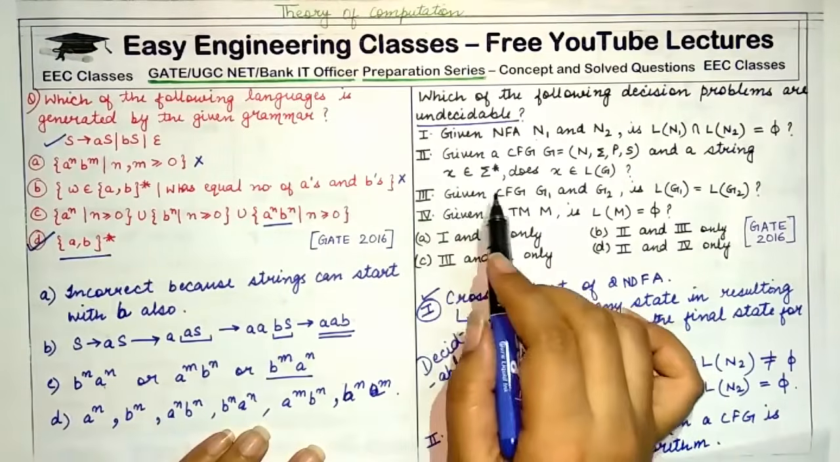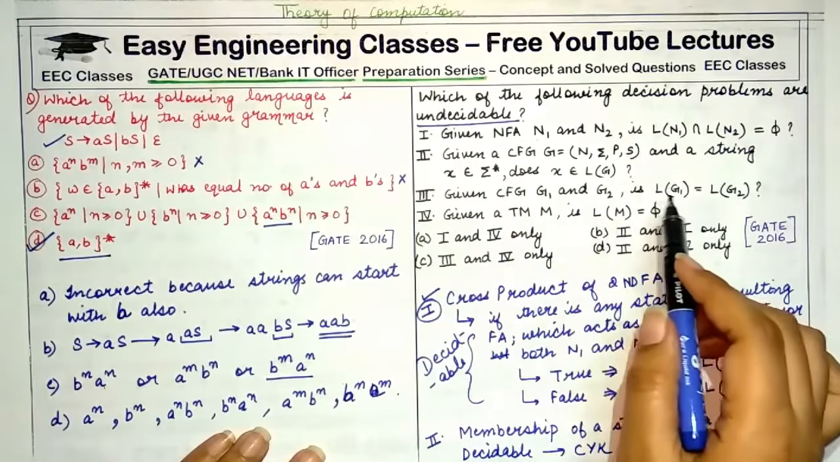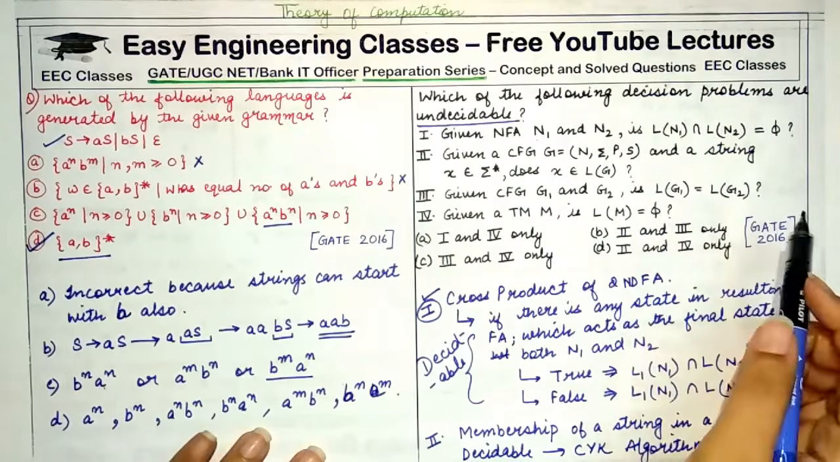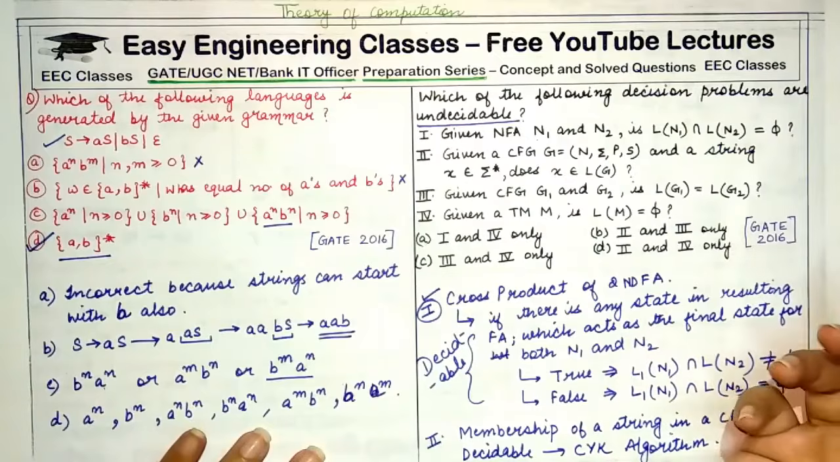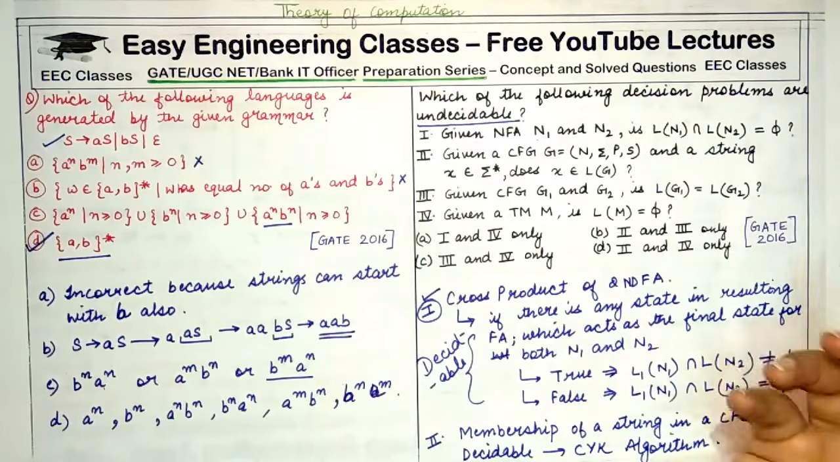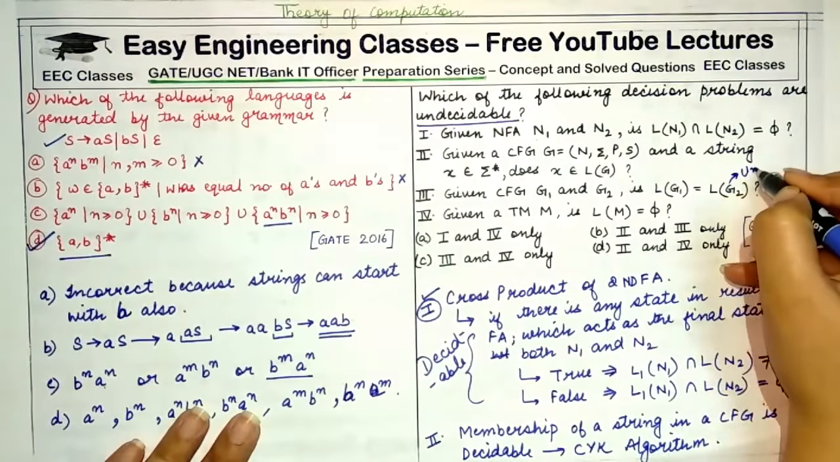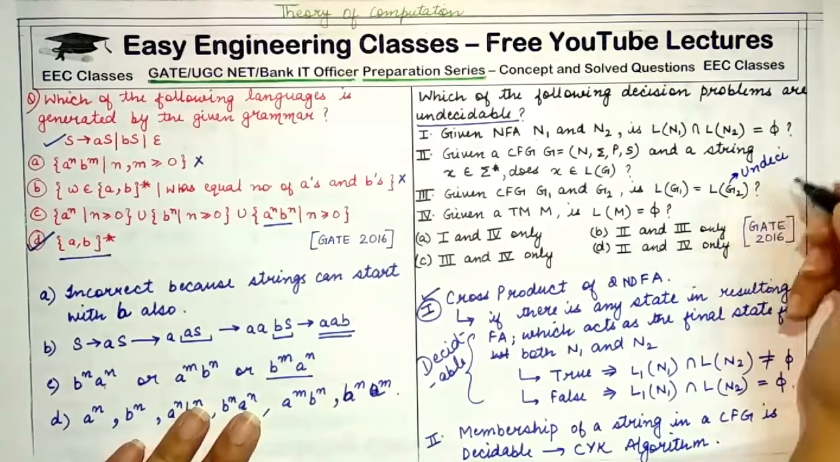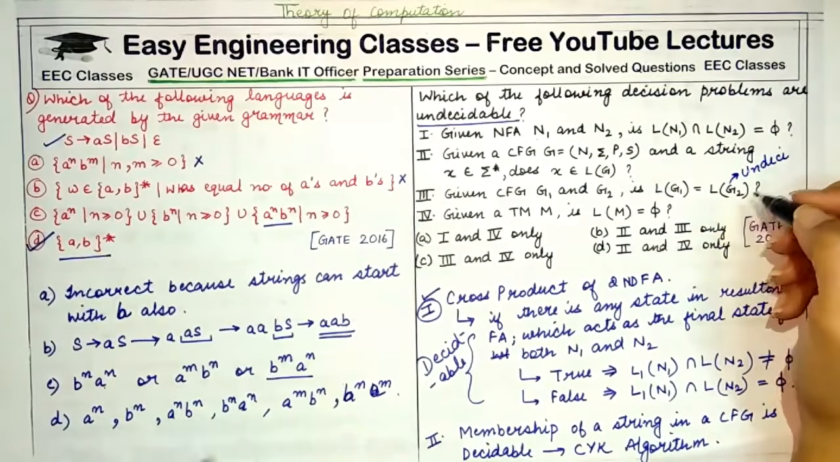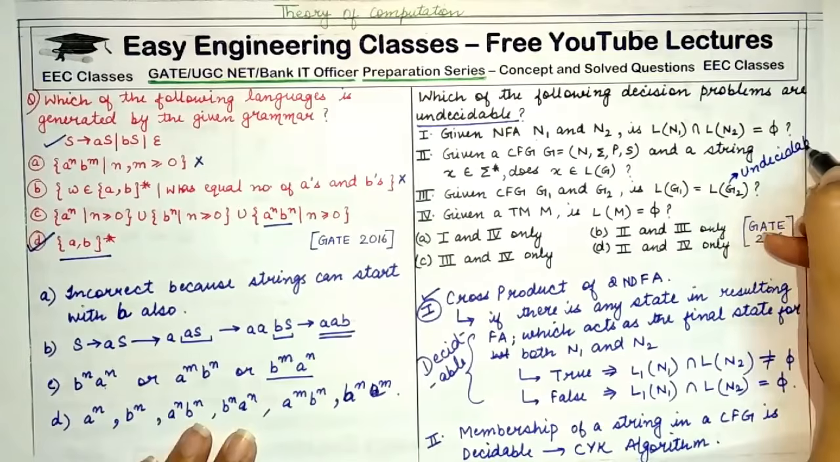Coming to the third statement, given CFGs G1 and G2, is the language generated by G1 and G2 equal? Is it decidable or not? No, this is not decidable, or you can say it is undecidable. So this is an undecidable problem. Equality of two languages generated by CFGs is an undecidable problem.